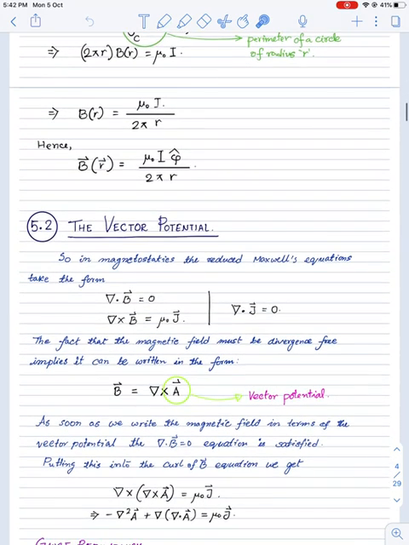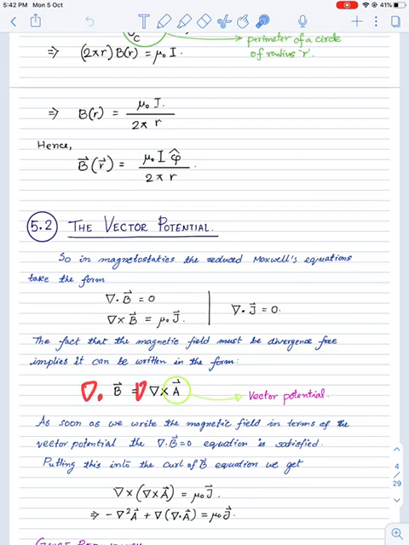But here we have the magnetic field, which is non-zero. Here we are not worried about the electric field, but about the magnetic field in magnetostatics. And we observe that the divergence of the magnetic field is equal to 0. Now, whenever the divergence of a field is equal to 0, it is possible to write the field as the curl of another vector field A.